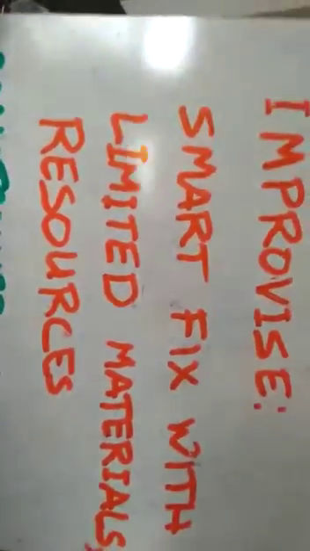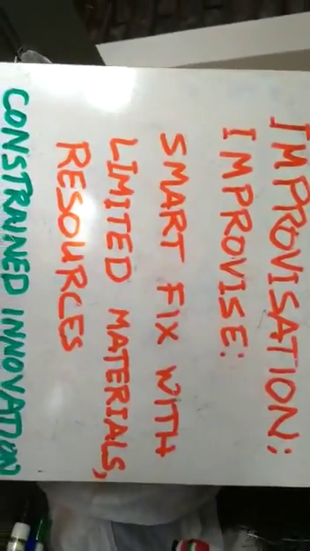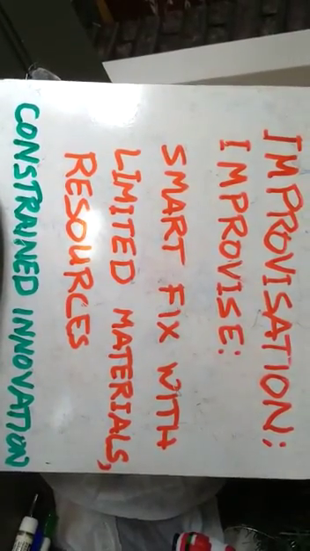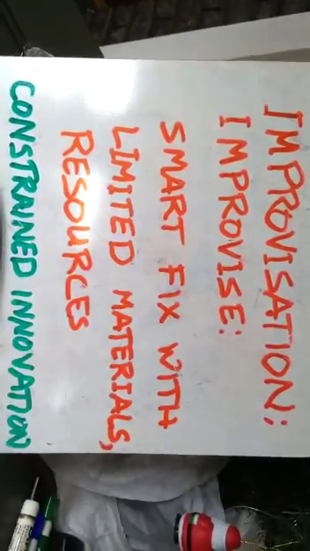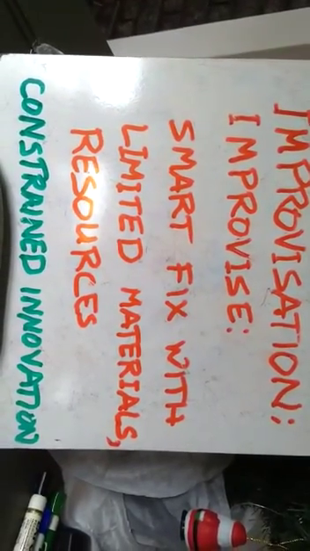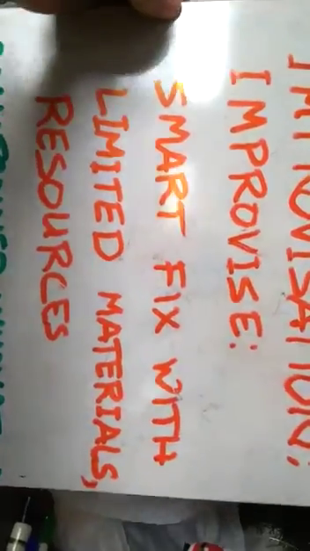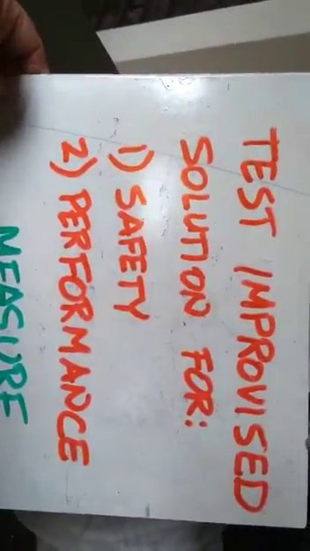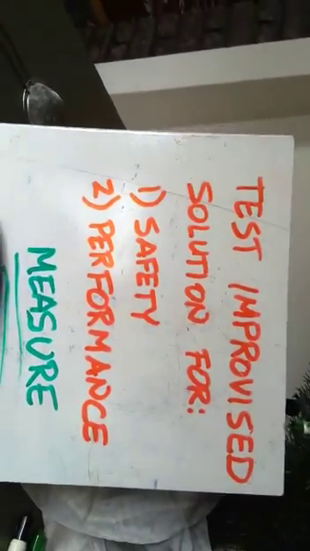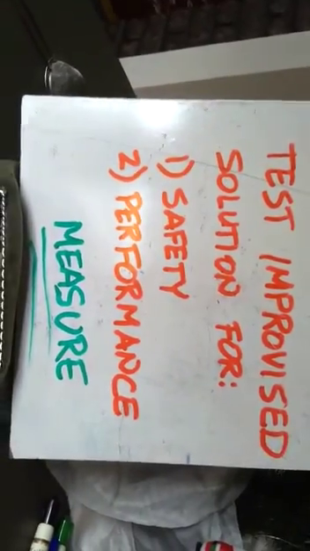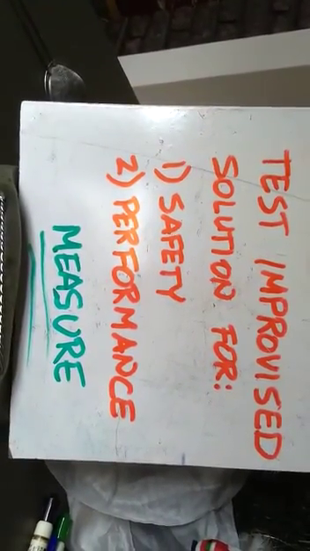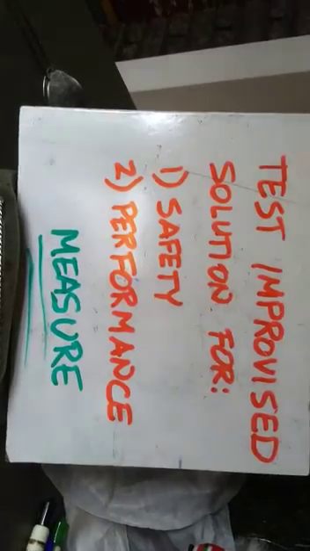Improvisation, which I've found to be exceedingly common and very well done often in Tanzania, is a smart fix with limited materials or resources. So it is what we would call constrained innovation. Now, when you improvise, it's really important that you test your improvised solution for safety and performance, which means you have to measure things. And that's basically what I was getting to in the initial exercises about filters.